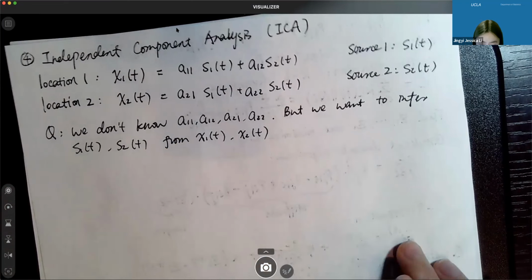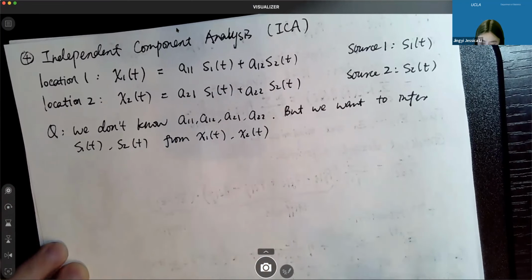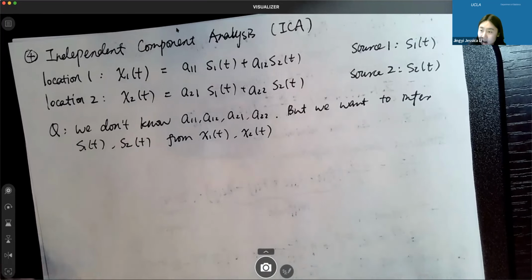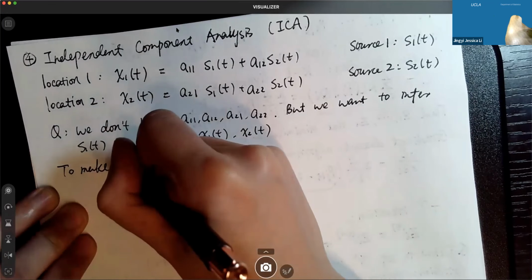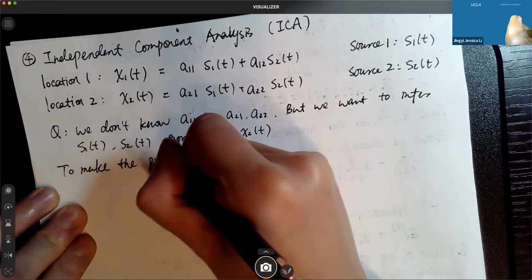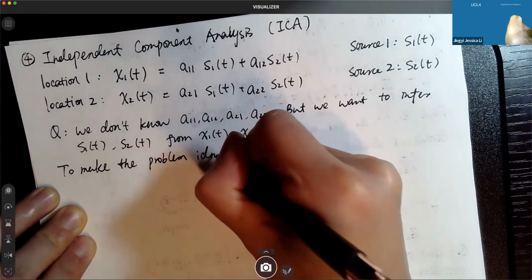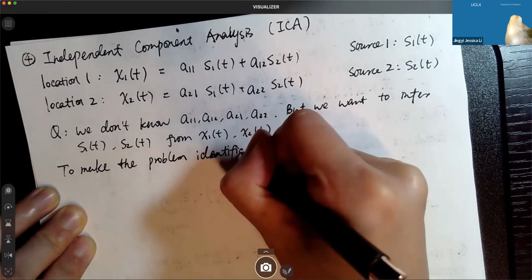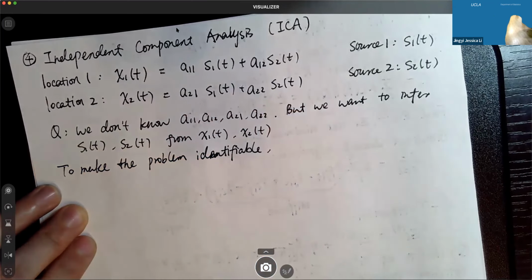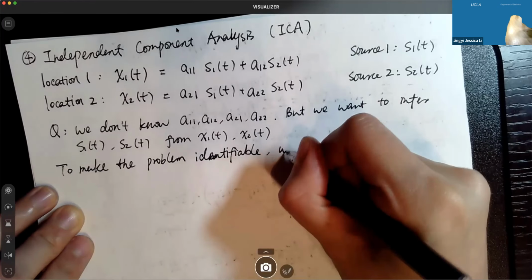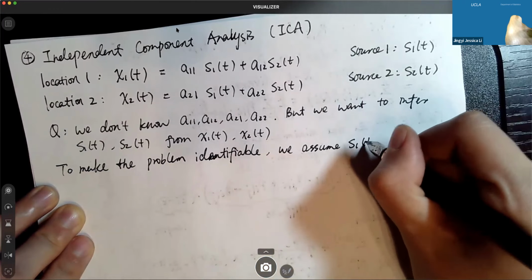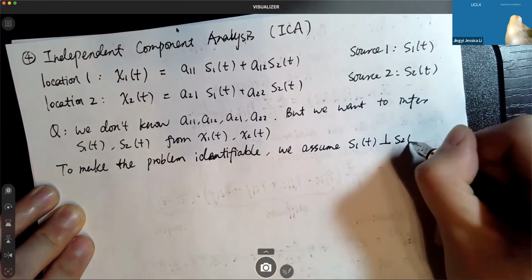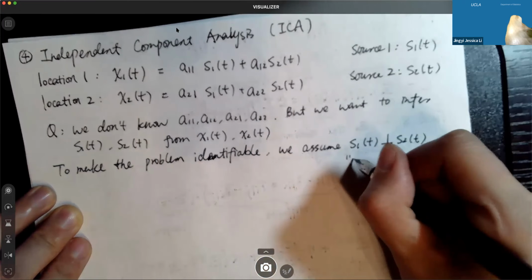However, here the constraint is that we assume S1t and S2t are statistically independent. So to make the problem identifiable, we need assumptions on the two, S1t and S2t. We assume S1t is independent of S2t. Okay, so this is why we call it independence.